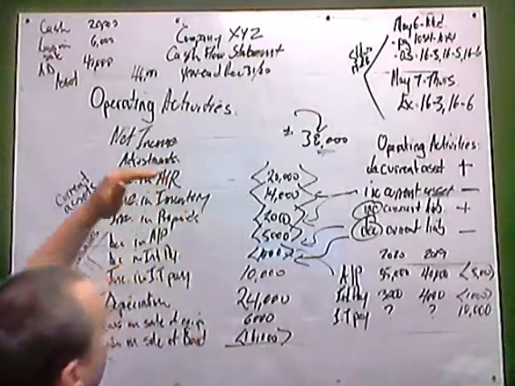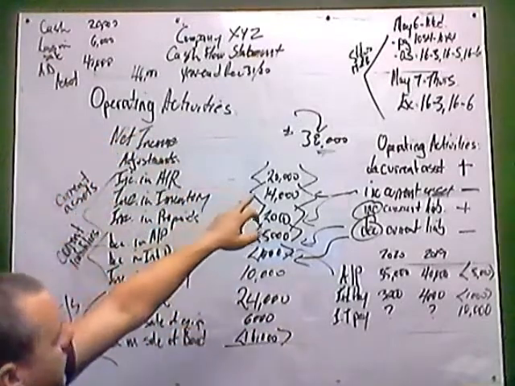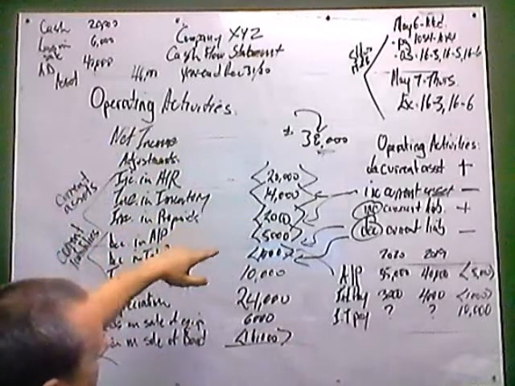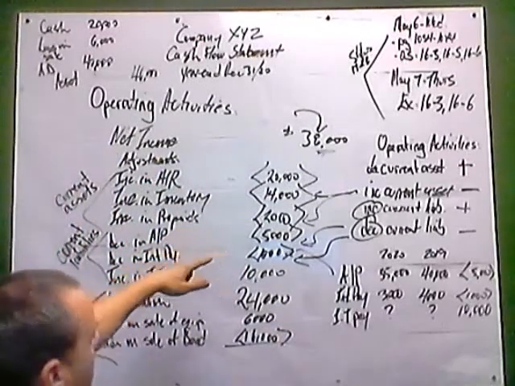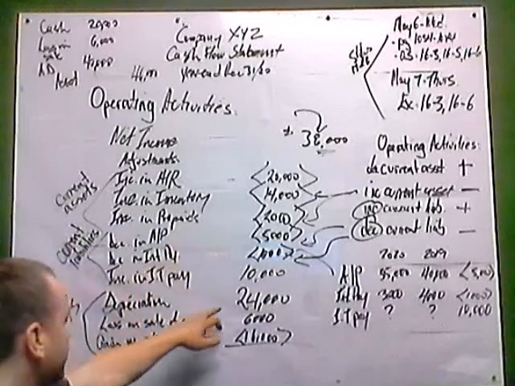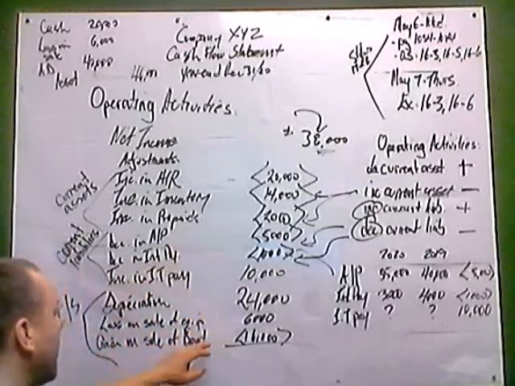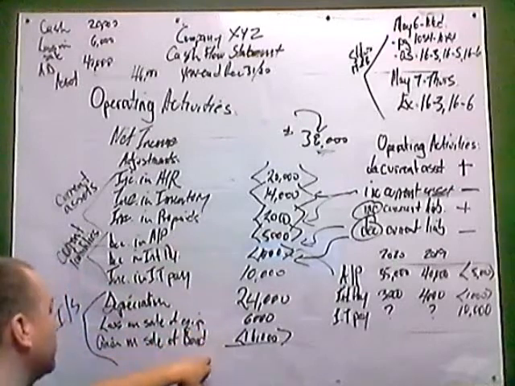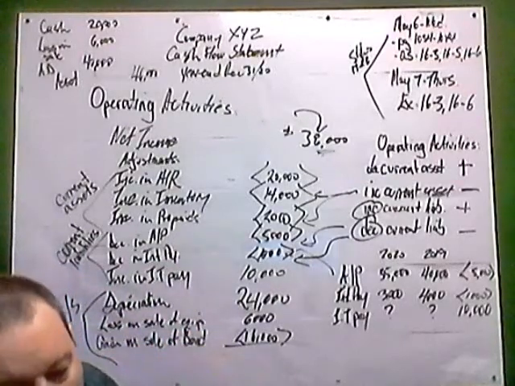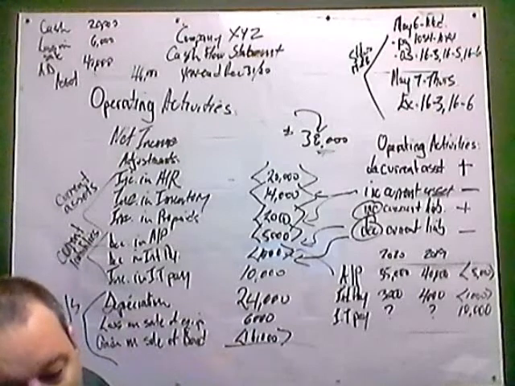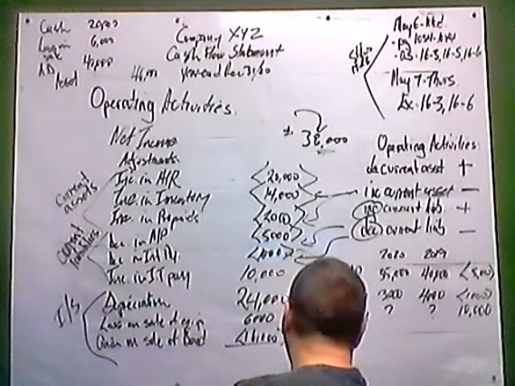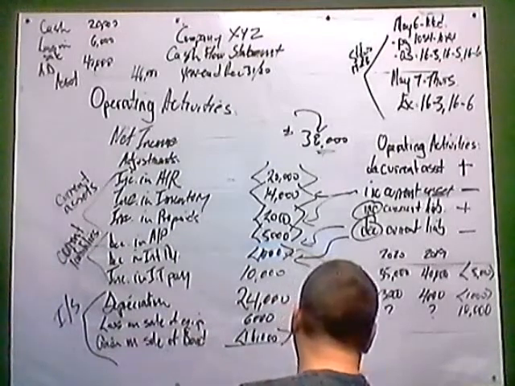Okay? So what we'll do is we'll add up. We'll take the 38,000 minus 20,000 minus 14,000 minus 2,000 minus 5,000 minus 1,000 plus 10,000. Add back the depreciation of 24,000. Add back the loss of 6. Subtract the gain on the sale of bond of 16. What are we left with? We're left with a net cash inflow from operating activities of $20,000.